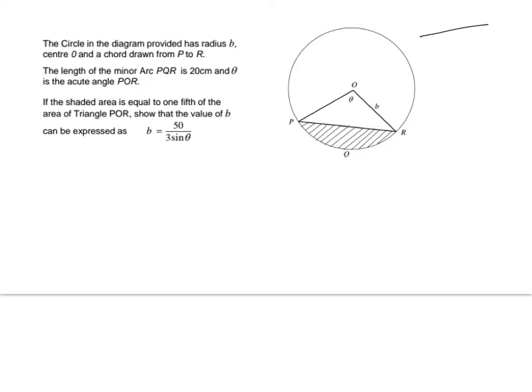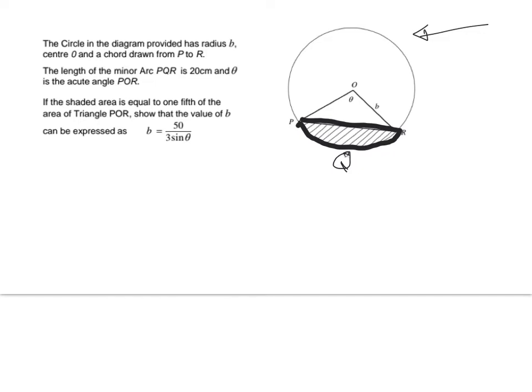We're given a drawing of a circle over here, and this is meant to say Q here. The circle in the diagram has a radius B, a centre of O, and a chord drawn from P to R. Let's just draw that in again. There's the chord. And we're told the length of the minor arc PQR is 20 centimetres. So that's the length of that arc there, right? Minor just means less than 180 degrees or less than pi in radians. And we're told that theta is the acute angle coming out from the centre.